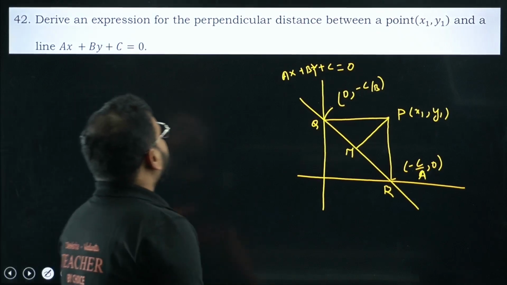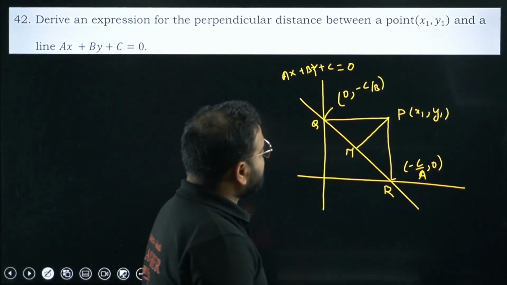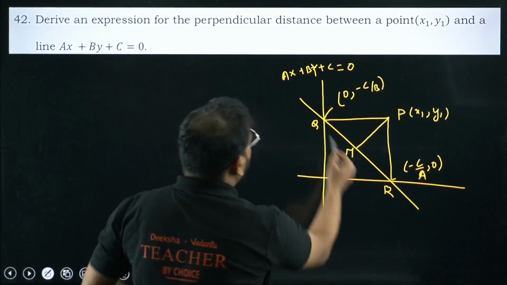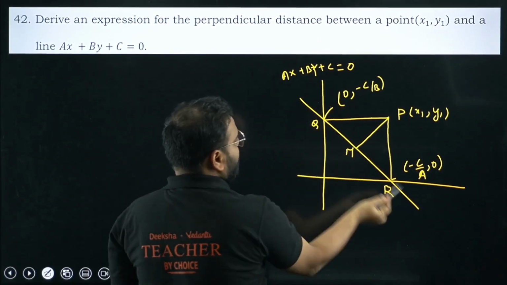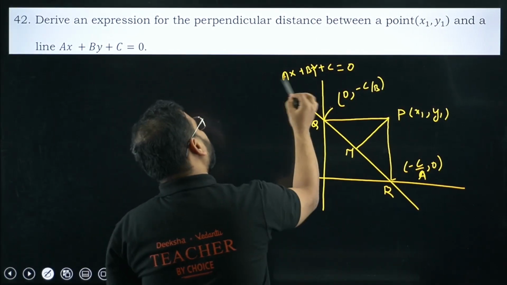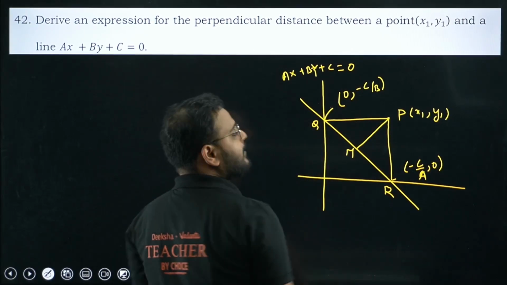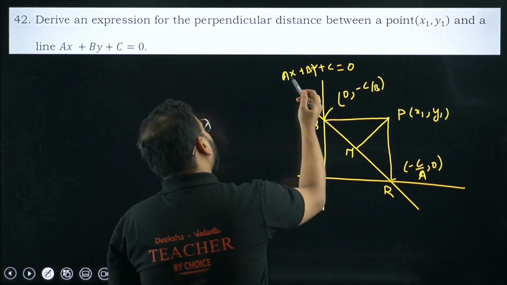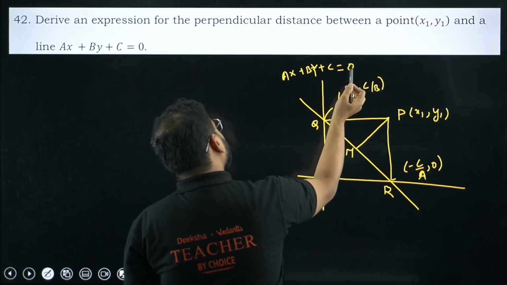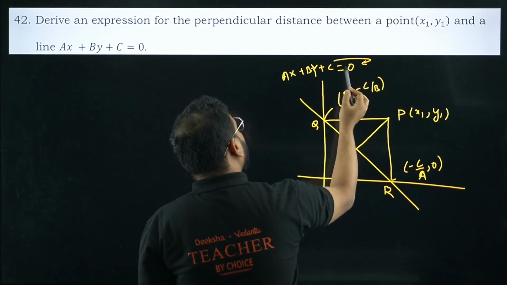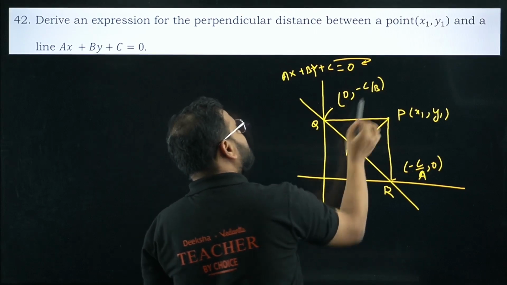Derive an expression for the perpendicular distance between a point (x1, y1), which I've taken over here like this, and a line. This is the line, ax plus by plus c equal to 0. When you take x as 0 over here, what will it become? y will be minus c by b. If you take x as 0, it will become by plus c equal to 0, so y equals minus c by b. The coordinates are 0 comma minus c by b.